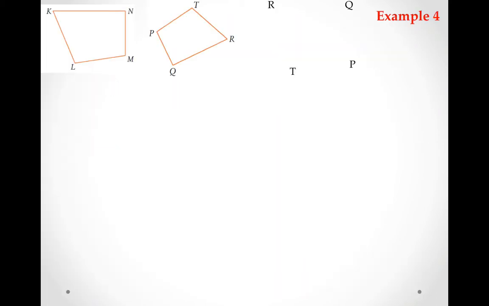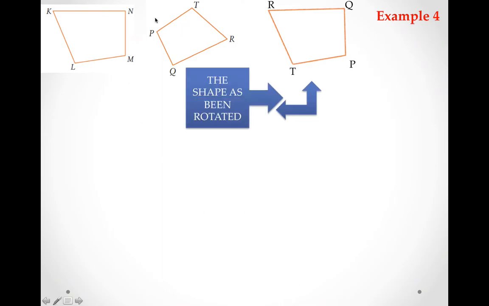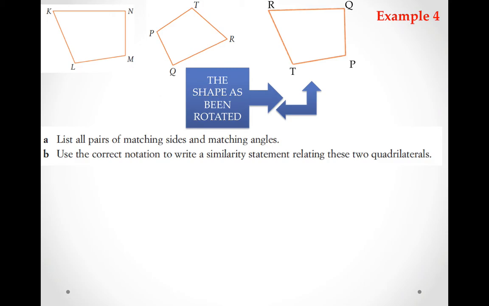Moving on, we now have two shapes. And I just rotated this shape so it's in the same rotation as this shape, to be able to prove that these are similar. So first of all, the example is saying list all the pairs of matching sides and matching angles, because obviously that's how we prove if the shapes are similar. So again, I just rotated the shape and redrew it. You would do this in your book using your ruler and being very precise.